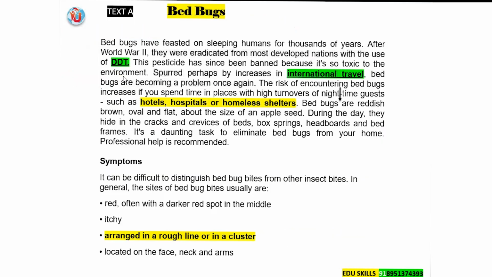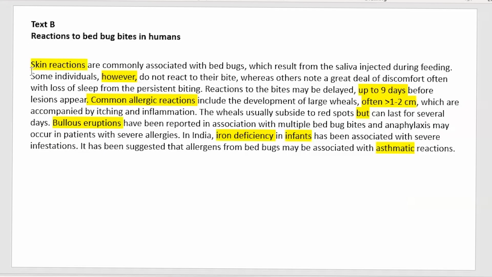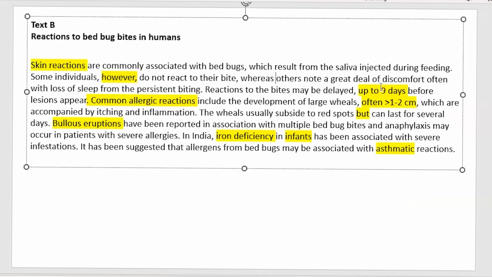Next, I'll be explaining text B. Text B, reaction to bedbug bites in humans. Here, skin reactions are commonly associated with bedbugs, which result from the saliva injected during feeding. Some individuals, however, do not react to their bite, whereas others note a great deal of discomfort, often with loss of sleep from the persistent biting.